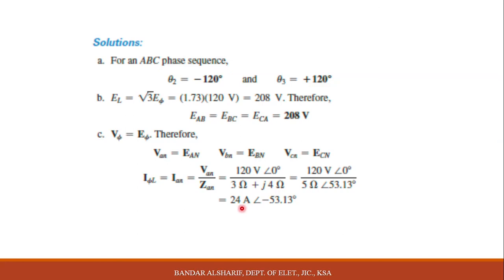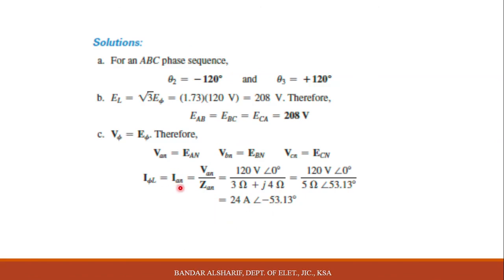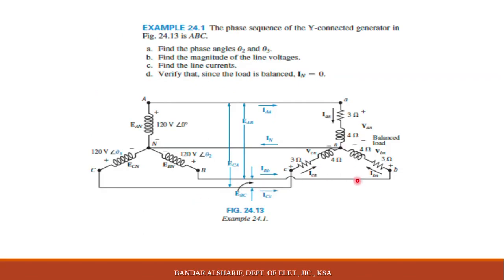Don't forget the unit when you write the answer. And then the angle minus 53.13. This is for IAN. If you need to find IBN and ICN, okay, this is IAN, this is IBN, and this is ICN, phase values.